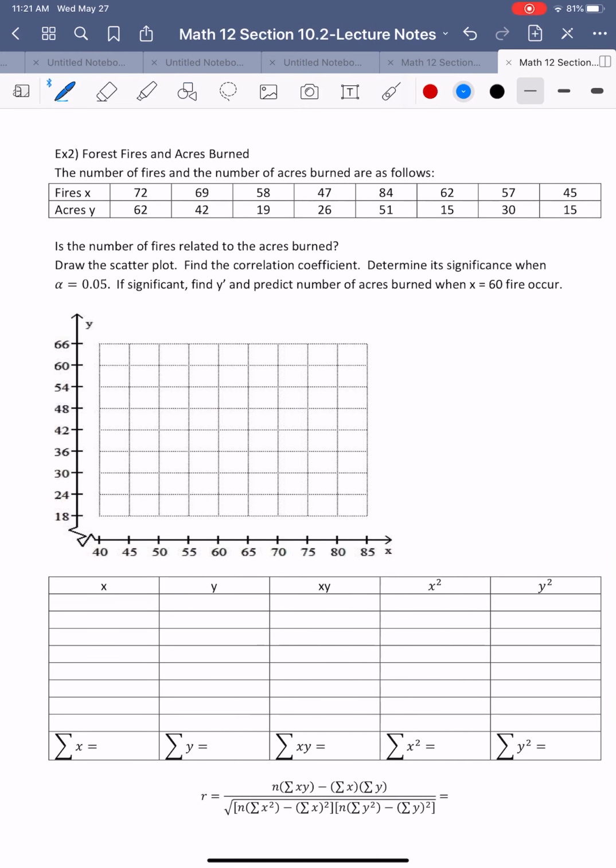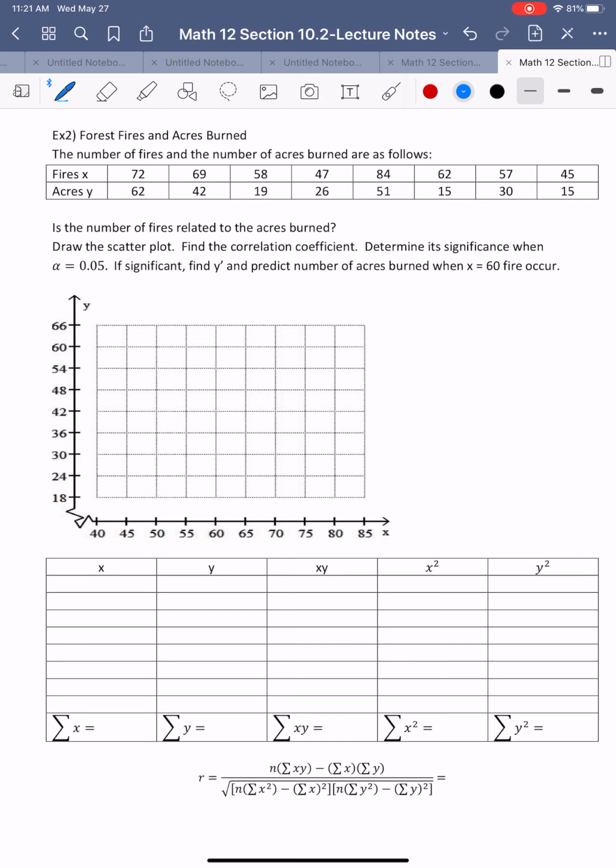Forest fires and acres burned. The number of fires and the number of acres burned are as follows. Fires, x: 72, 69, up to 45. Acres, y: 62, 42, 19, 26, 51, 15, 30, and 15. Is the number of fires related to the acres burned?